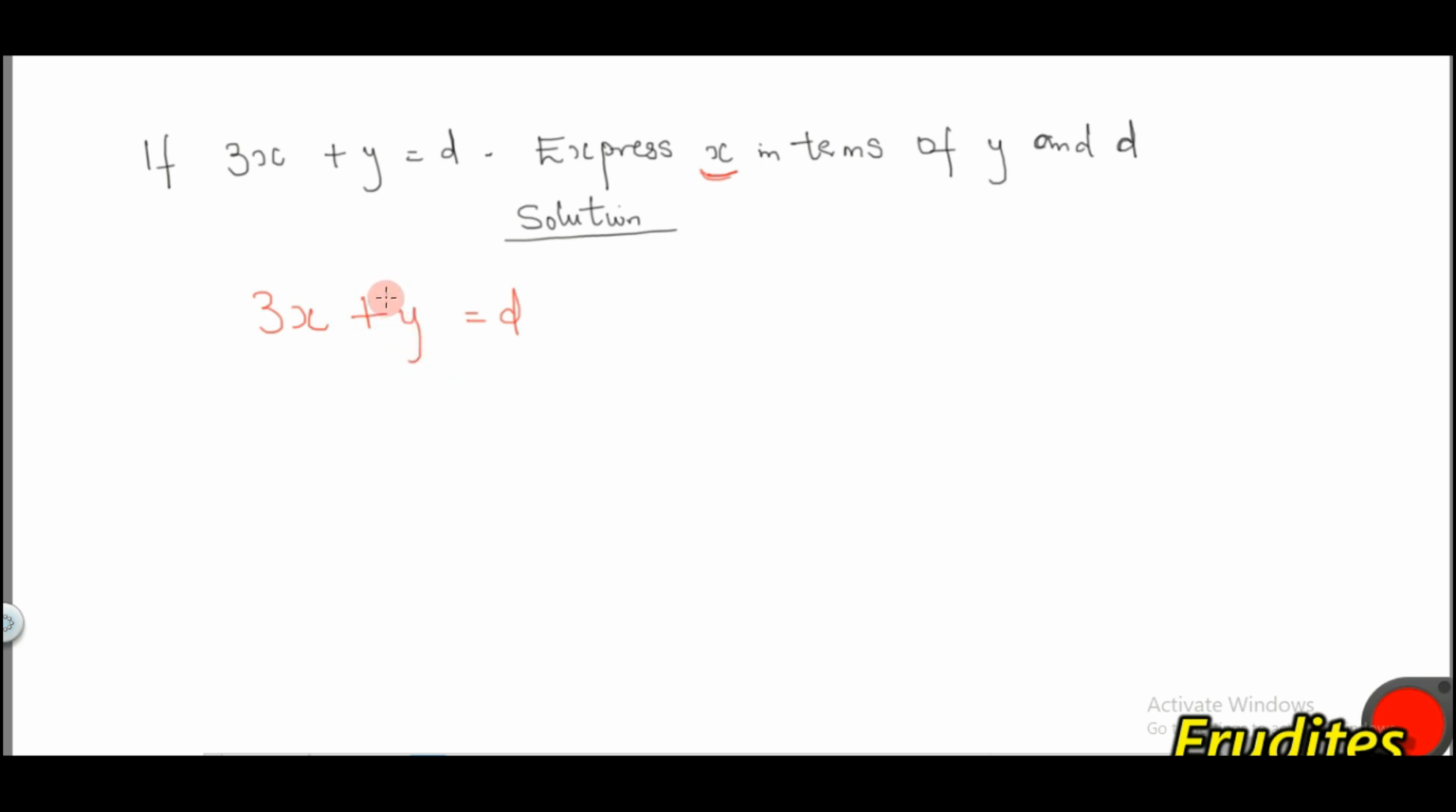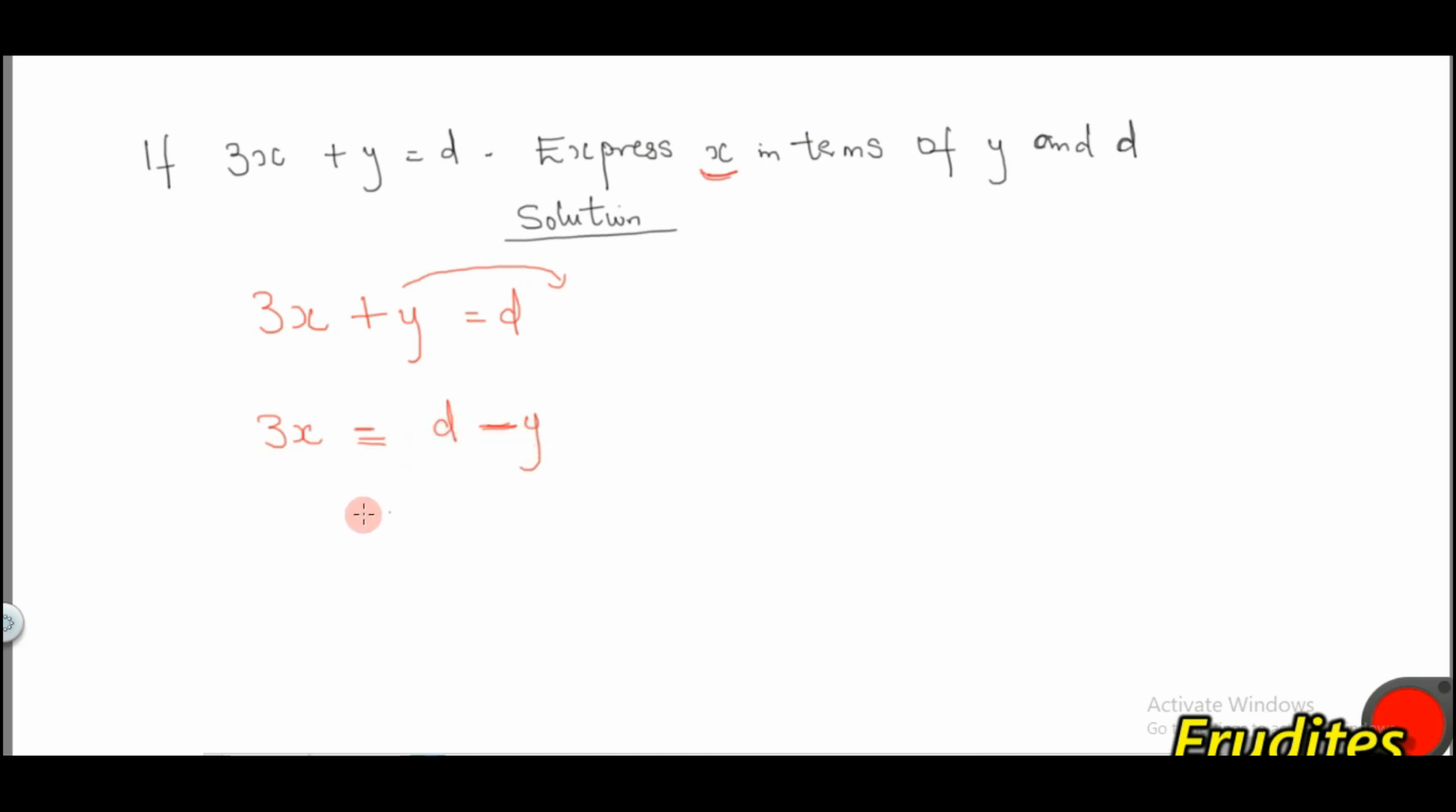So if I move this plus y to the other side of the equation, it will become minus y. So this will be 3x is equal to d minus y. I moved this plus y to the other side of the equation. As I move it, it becomes minus. As it crosses this sign of equality, it will become minus. So this will be 3x is equal to d minus y.